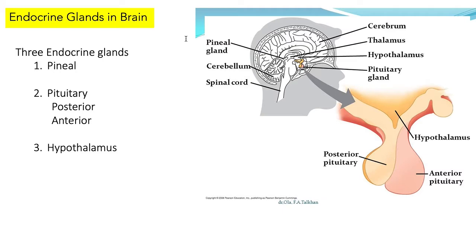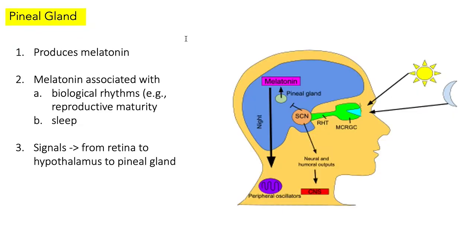Now, let's move on to other glands, moving away from homeostasis. There are 3 glands in the brain that are classified as endocrine glands: the pineal gland, the pituitary, which has posterior and anterior components, and the hypothalamus.